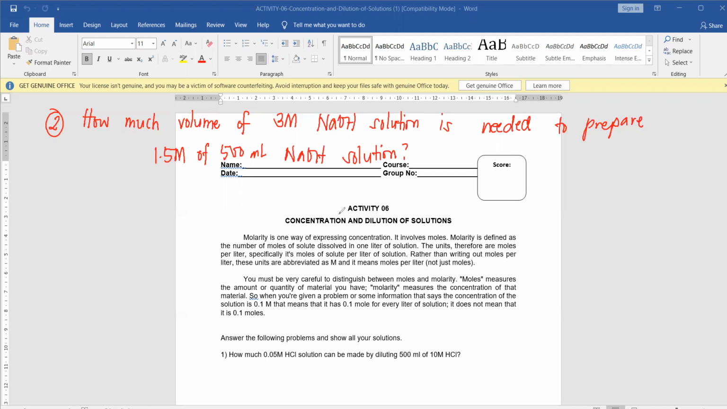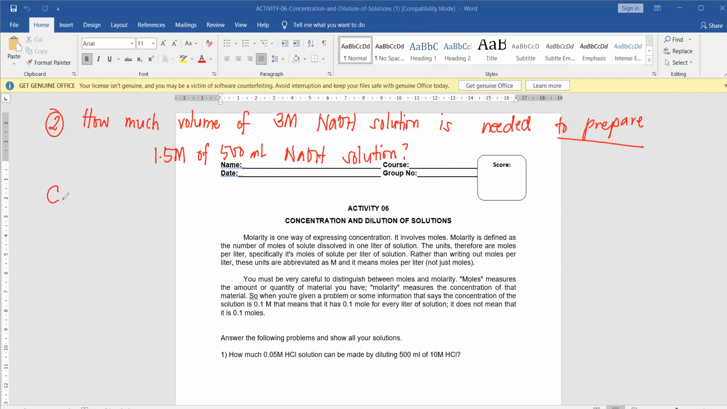How much volume of 3M sodium hydroxide solution is needed to prepare, again, the hint there is to prepare, you are going to prepare 1.5 molar of 500 NaOH solution. So this one here, to prepare, gives you an idea na, oh, this is the new solution. The next na given will be for the new solution.